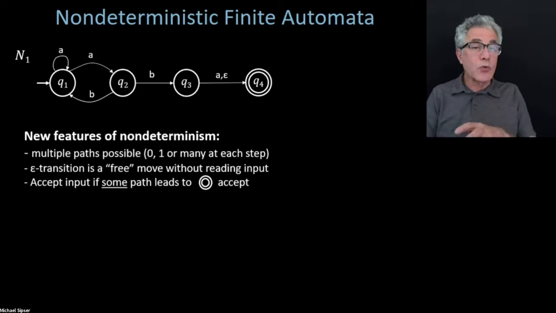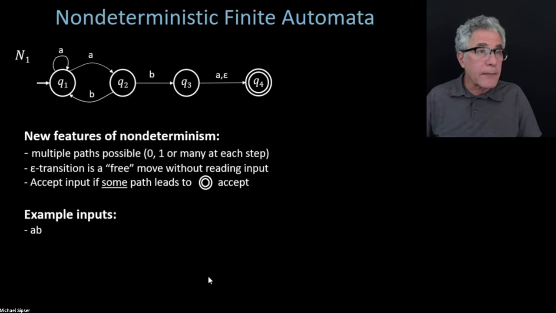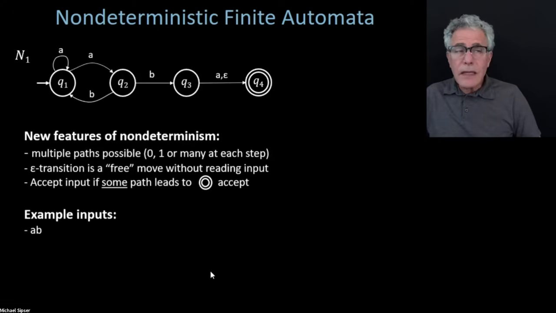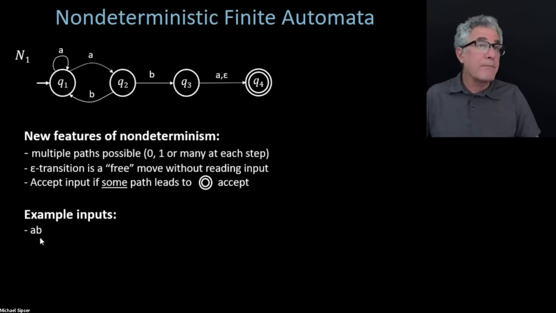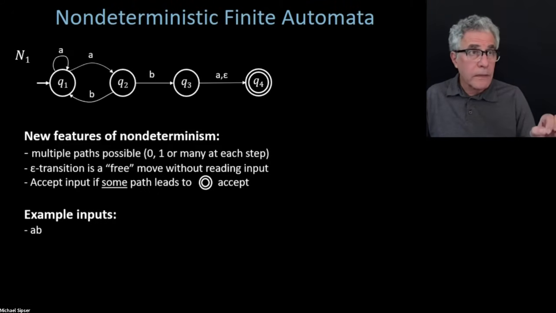So as long as one of the possible ways to go ends up at an accept, we say the whole thing is accepted. The only way it could possibly reject is if all of the possible ways to go end up at a rejection, at a non-accept state. So we'll see an example. I think we're going to do an example right now. If we take, for example, this machine N1 on an input AB, we're going to process the symbols one by one, just like we did before. But now, to follow along, there might be several different ways to go.